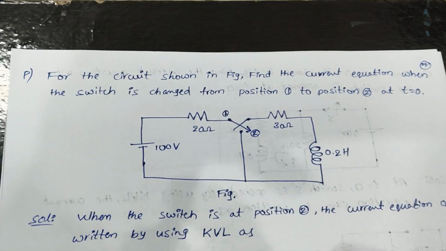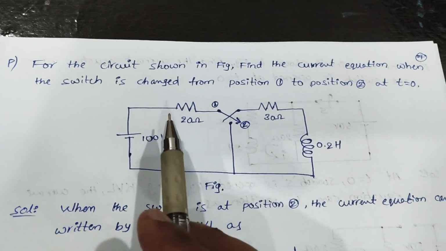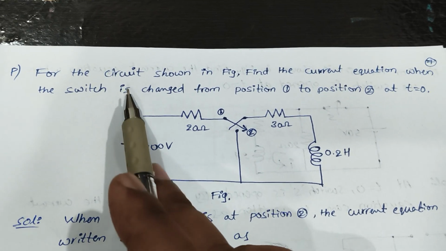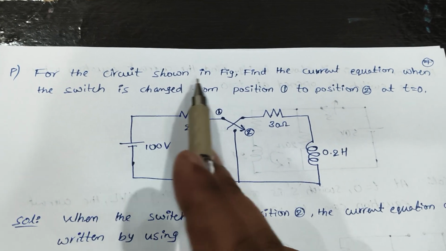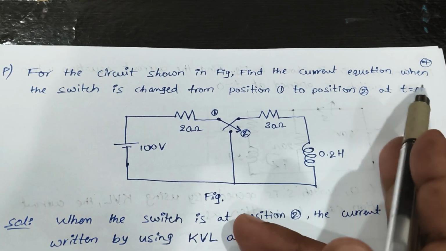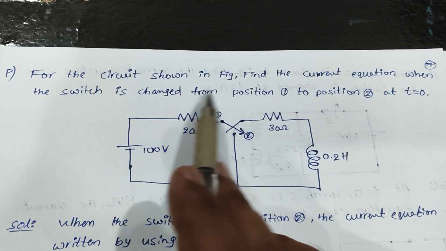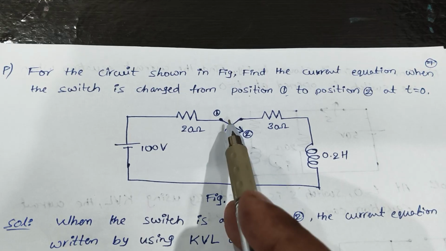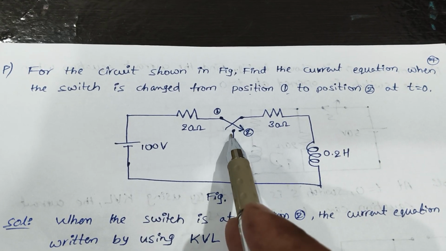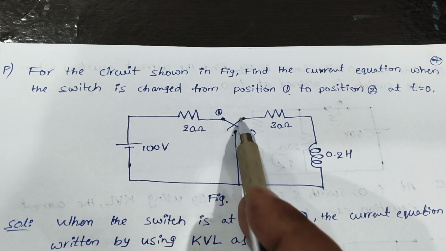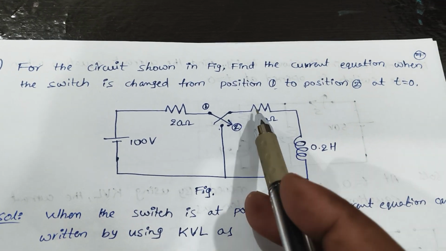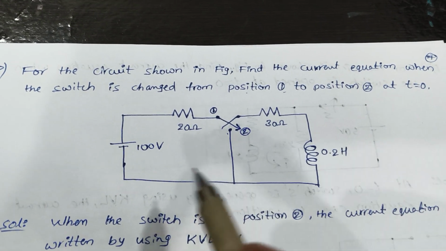Hi everyone. So we'll see a few more problems on DC circuit, DC transients. The problem statement is: for the circuit shown in the figure, find the current equation when the switch S is changed from position 1 to position 2 at t equal to 0. Earlier it is at position 1, now it is changing to position 2. Then what is the current equation that we need to find out?